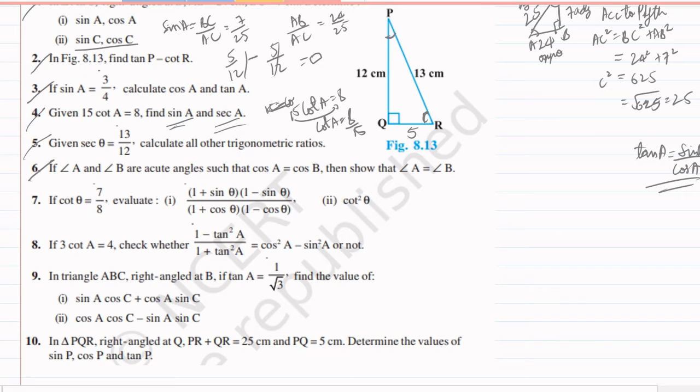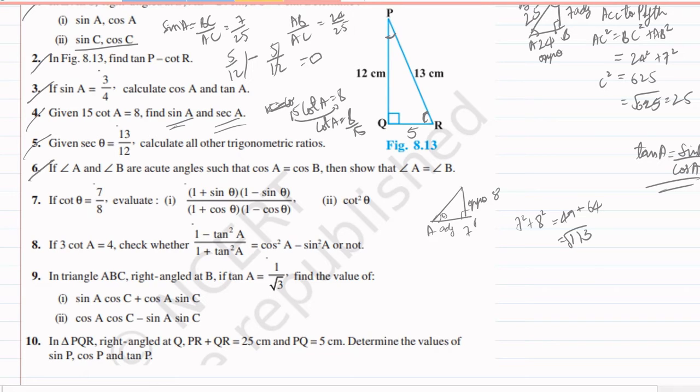And this 7th, if cot theta is equal to 7 by 8, you just draw a right angle triangle. This is our theta, this is a right angle. So cot theta is nothing but adjacent by opposite. So this is adjacent, this is opposite. So this will be 8 and this will be 7. By Pythagoras theorem, 7 square plus 8 square, 49 plus 64, 113. So this will be our root 113.